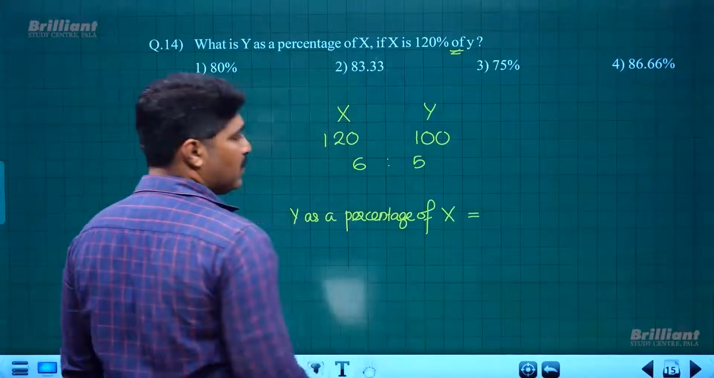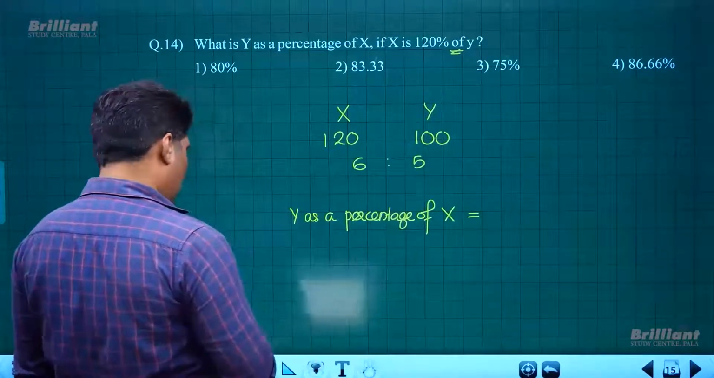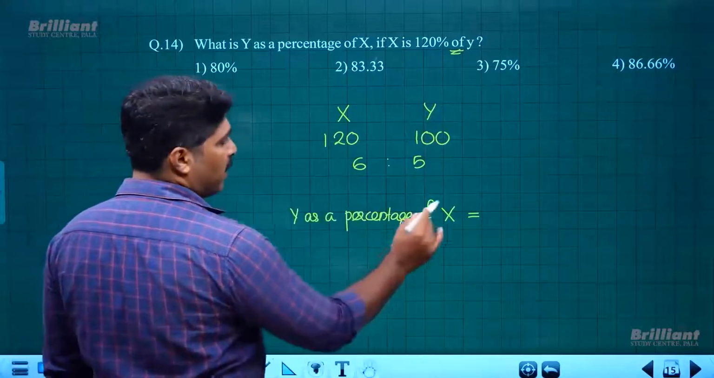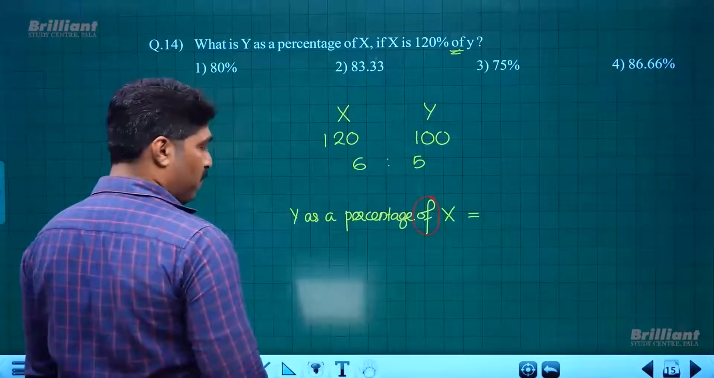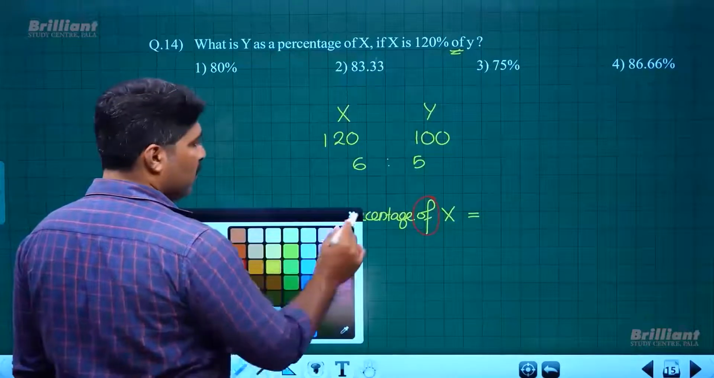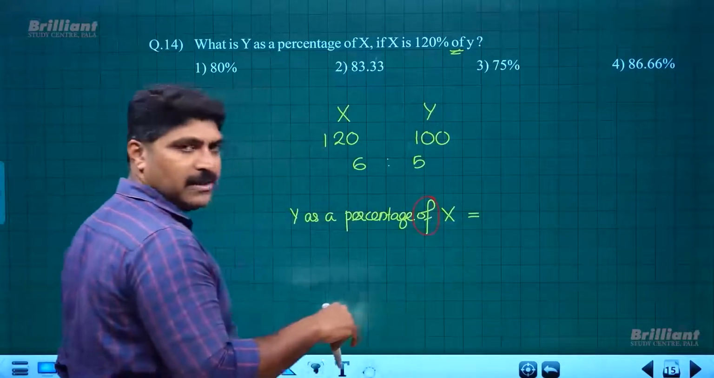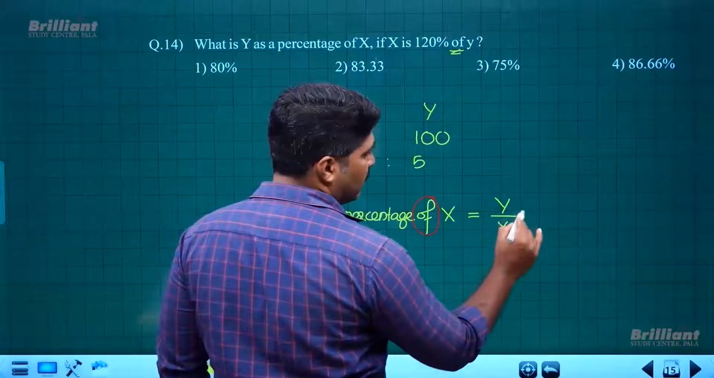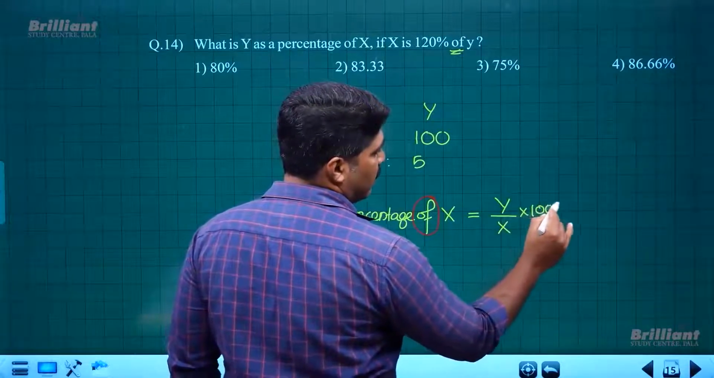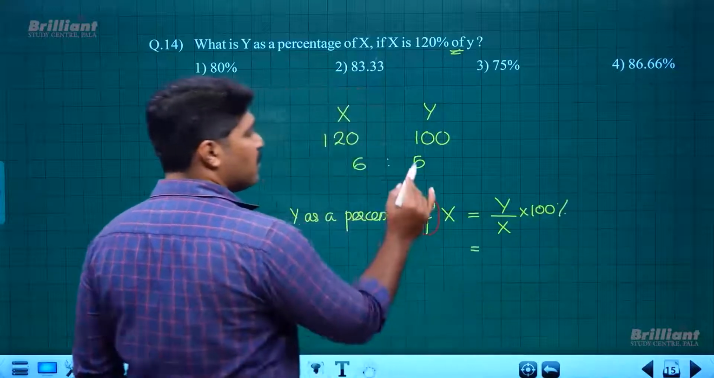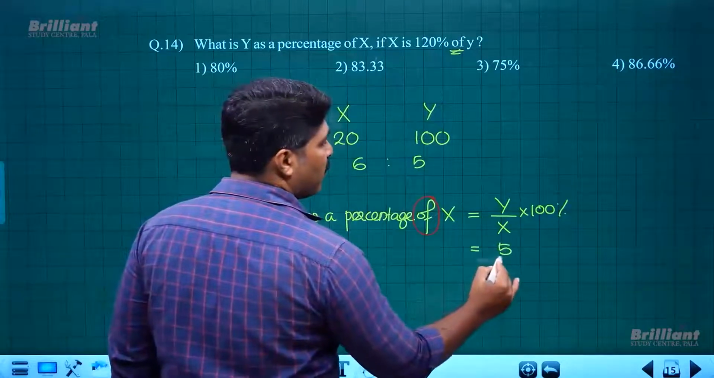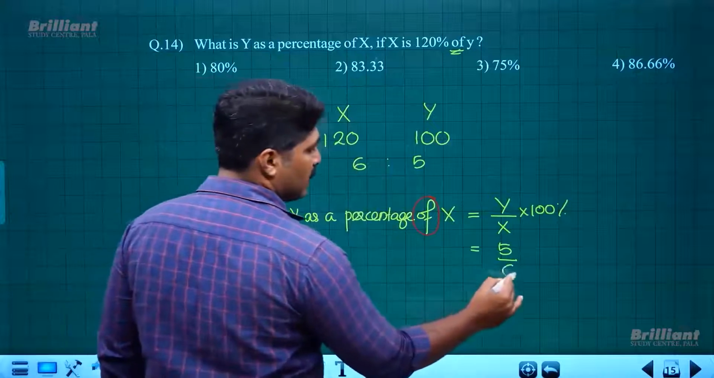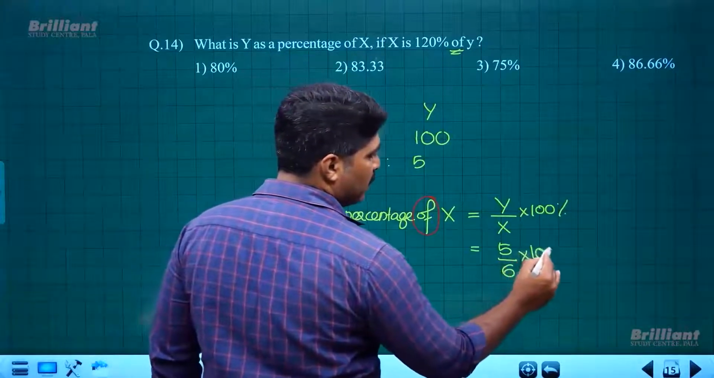How can we express it? Immediately after this "of", which will be the value? That will be the base of the operation. So you have to express it like this: y by x into 100. As per our assumption, what is y? 5. And what is x? That is 6. So this is 5 by 6 into 100.